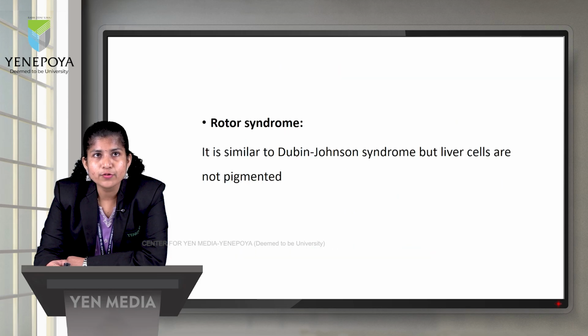Next is Rotor syndrome. It is almost similar to Dubin-Johnson syndrome, but there will not be a black discoloration of liver cells.